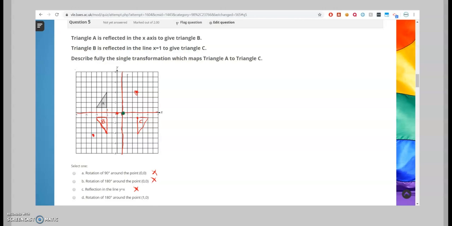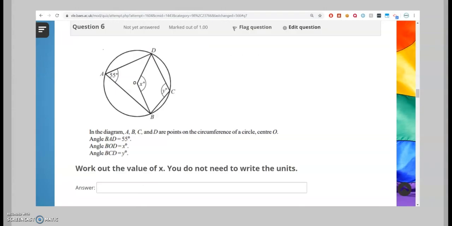So in question number 6, we've got in the diagram A, B, C, and D are points on the circumference of a circle, center O. Angle BAD is equal to 55 degrees. Angle BOD is X number of degrees. Angle BCD is equal to Y number of degrees. Work out the value of X. You do not need to write the units.